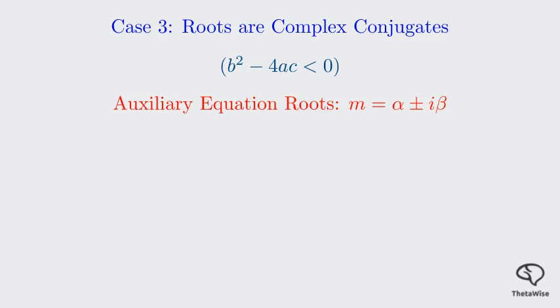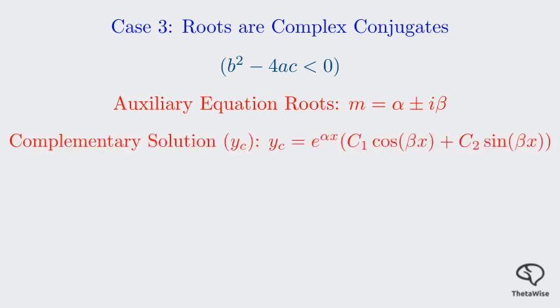Using Euler's formula, which connects complex exponentials to trigonometric functions, we can derive a solution in terms of sines and cosines. This is much more practical for most applications. The complementary solution for complex conjugate roots is e to the power of alpha x times the quantity c1 cosine of beta x plus c2 sine of beta x. The real part of the root, alpha, goes in the exponent, and the imaginary part, beta, goes inside the sine and cosine functions. Let's apply this to an example.